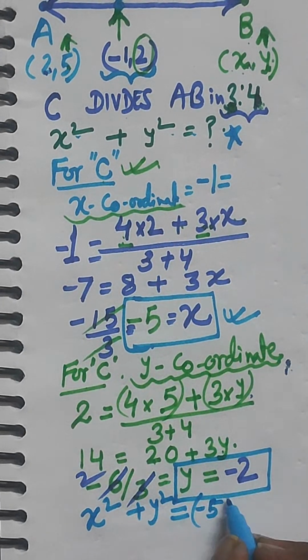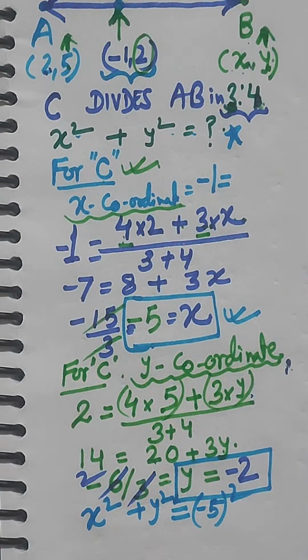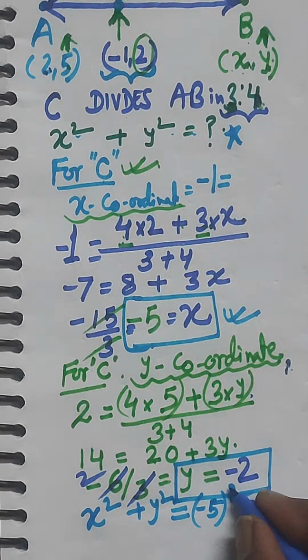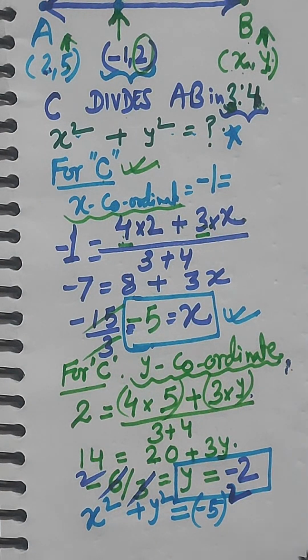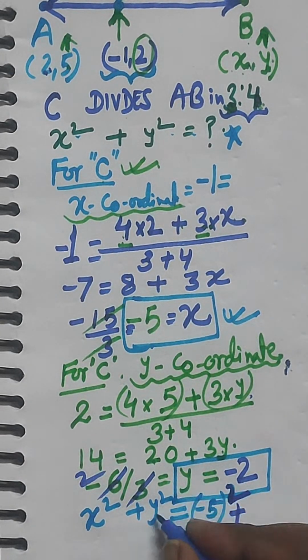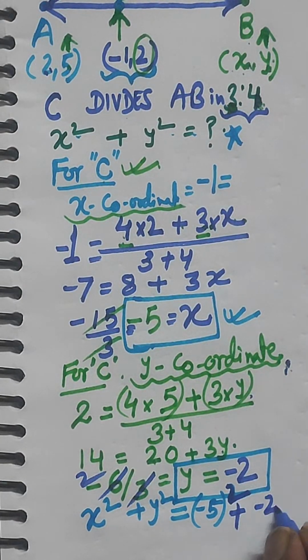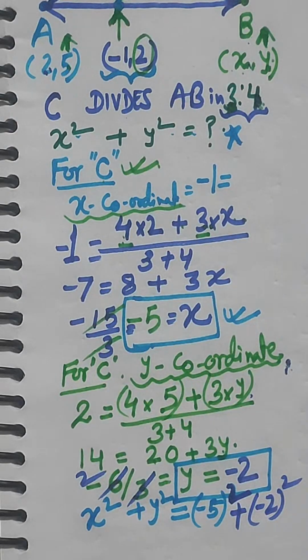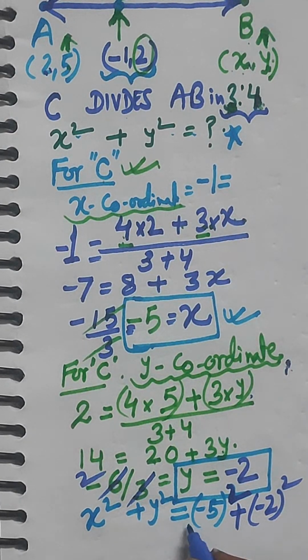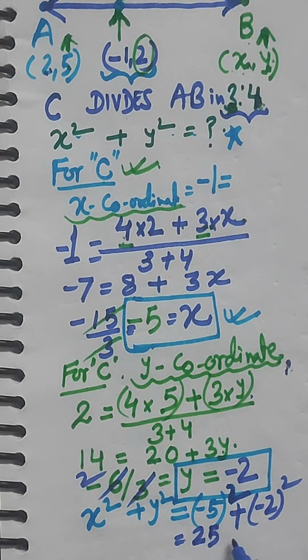Minus 5 whole square, right? Minus 5 whole square plus y square. The y is minus 2. So just put the value, minus 2 whole square. So this will give you minus 5 whole square is 25 and minus 2 whole square is 4.